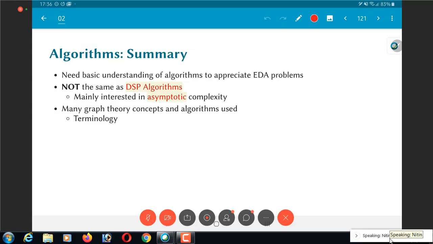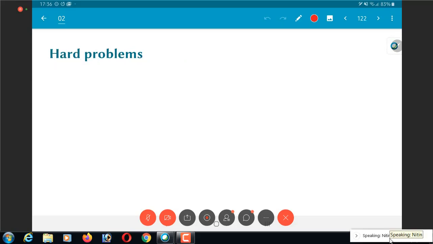The main thing that I want to convey is this concept of so-called hard problems. Okay, so what does it mean to say that a problem is hard? Right? The simple thing, as we saw in the case of sorting, is that there are multiple possible algorithms to solve a given problem.